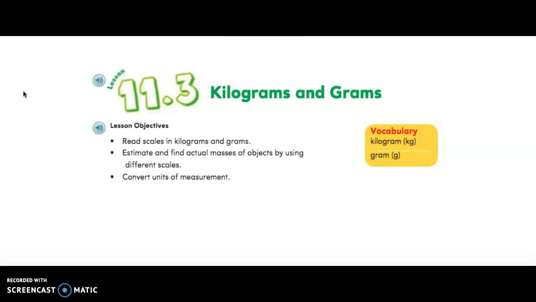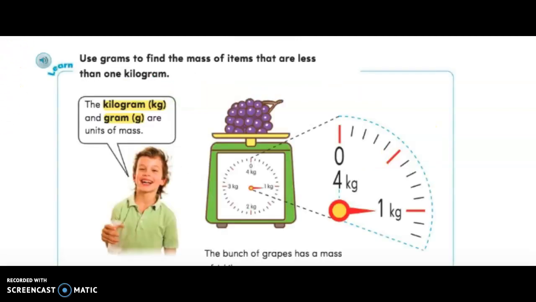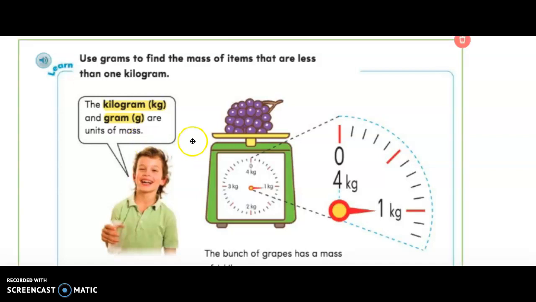And if you look over at our vocabulary, the abbreviations for kilograms and grams: kilograms is kg and gram is just g. I mentioned on the previous slide, kilograms and grams are both units to find mass or to find weight. So if we look at this scale, they're measuring grapes right here. Okay, and then we have our scale down below, and what they did was they zoomed into this one area to show us part of the scale.